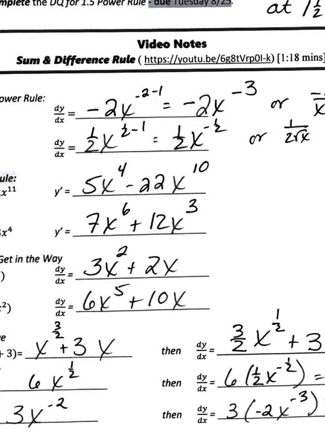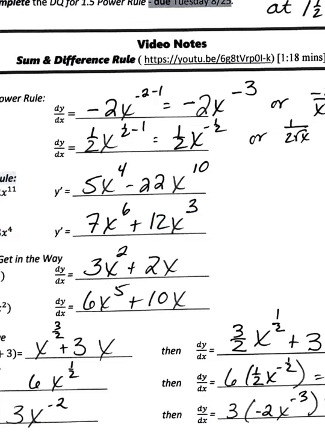Bring the 11 down, multiply it by that -2 to get -22. X to the 11 minus 1 is 10. X to the 7th, bring the 7 down, subtract 1 to get a 6. Bring the 4 down, 4 times 3 is 12. X to the 4 minus 1, 3.